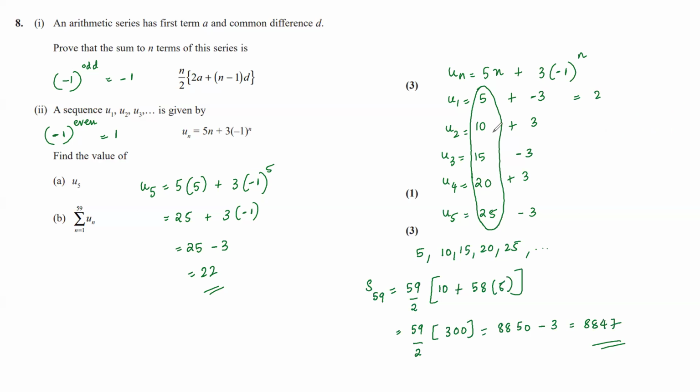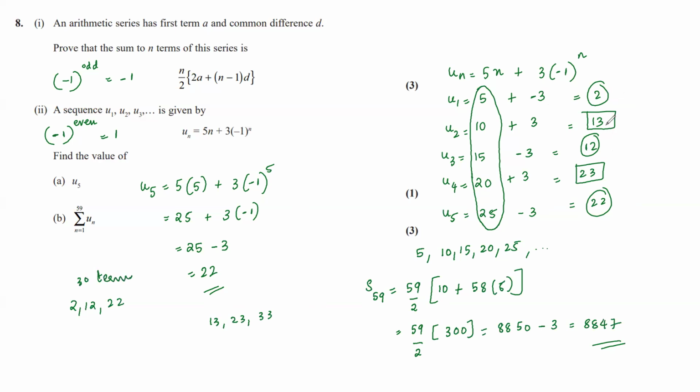5 minus 3 is 2, 10 plus 3 is 13, and 15 minus 3 is 12, 20 plus 3 is 23, 25 minus 3 is 22. So I can see that this forms an arithmetic sequence, that is 2, 12, 22. And again, this also forms an arithmetic series, 13, 23, 33, etc. So I know this arithmetic sequence, the one which I have circled here, will contain 30 terms.